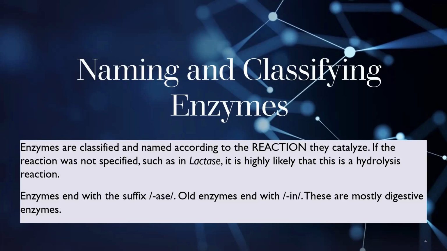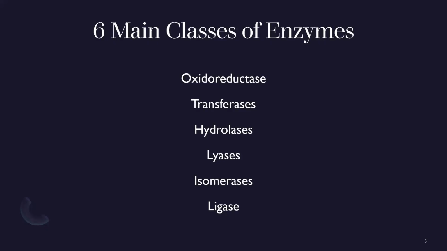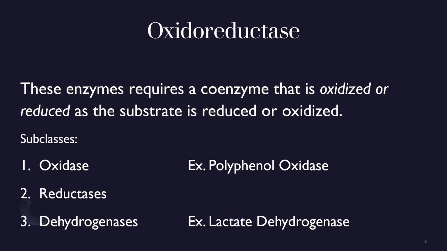And some enzymes, as you can see, do not have a specific reaction attached to them. So we will see these types of reactions and how we will name, classify, and identify these enzymes. There are 6 main classes of enzymes, which are oxidoreductases, transferases, hydrolases, lyases, isomerases, and ligases.